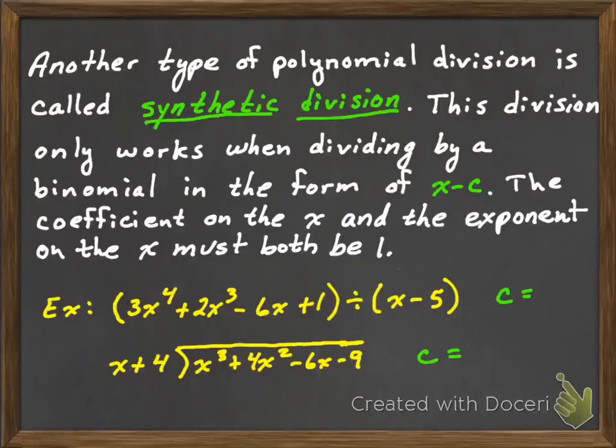So another type of polynomial division is something called synthetic division. And with this division, it only works when dividing by a binomial in the form of x minus c. And the thing is, with this form, the coefficient on the x must be a 1, and the exponent on the x must also be 1.